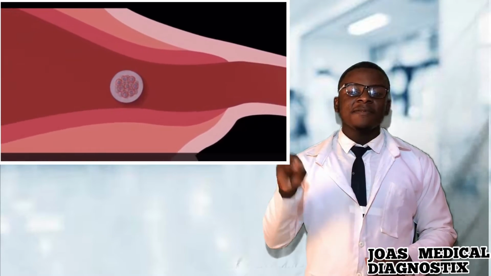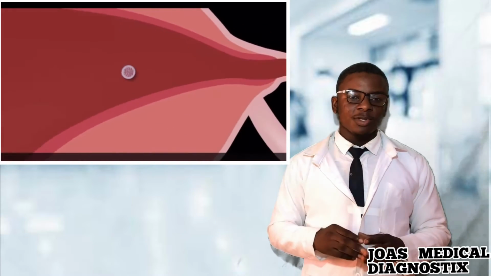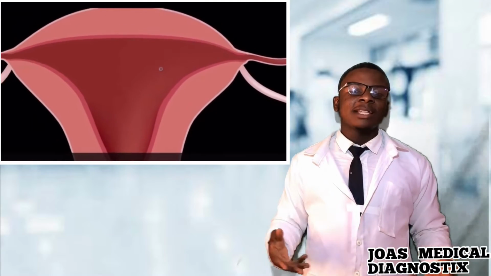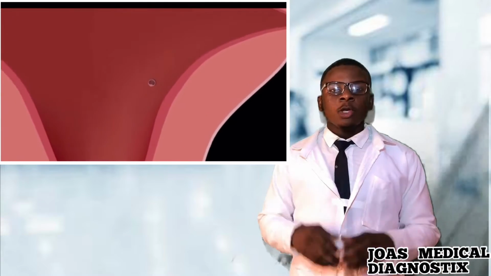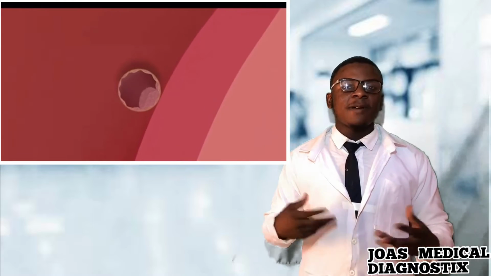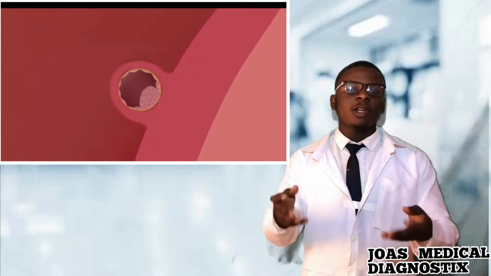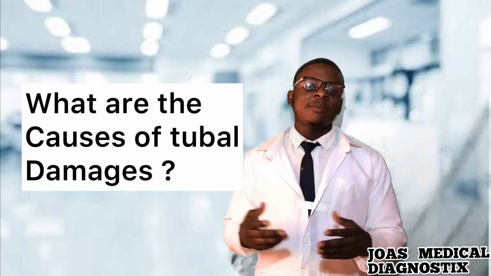By day 5, it travels down to the uterus. Here, it gets implanted and pregnancy occurs. So, a normal and functional fallopian tube is vital for natural conception. If the tube is blocked, the sperm and egg will not be able to meet each other and pregnancy is almost impossible. What are the causes of tubal damage?